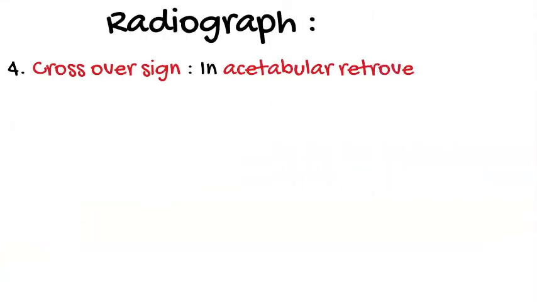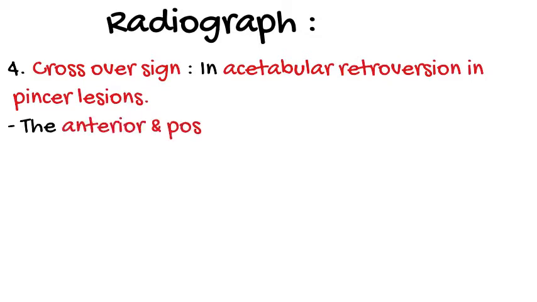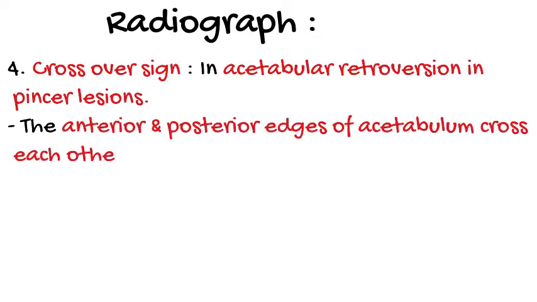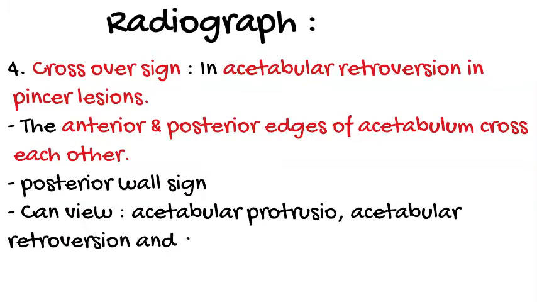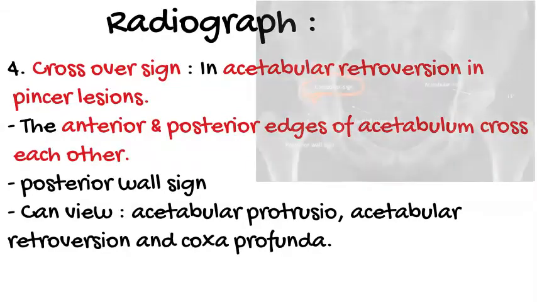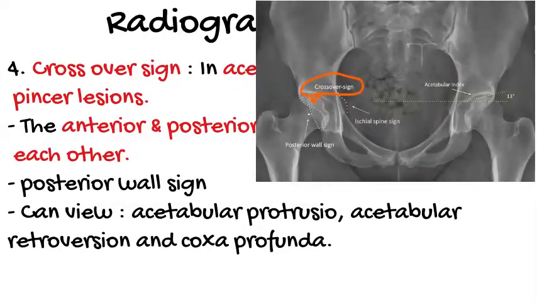Another radiographic view is number 4, the crossover sign. It will usually be seen in acetabular retroversion in a pincer lesion. It will show the anterior and posterior edge of the acetabulum cross each other. There will be a posterior wall sign. In this, we can view the presence of acetabular protrusion, acetabular retroversion, and coxa profunda.